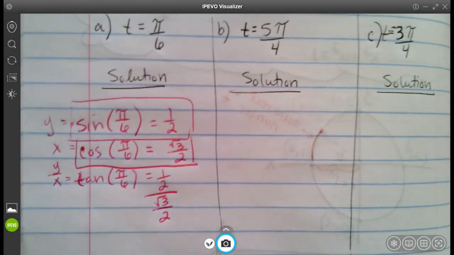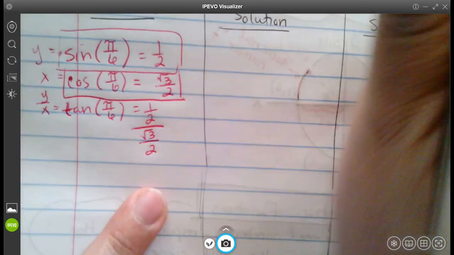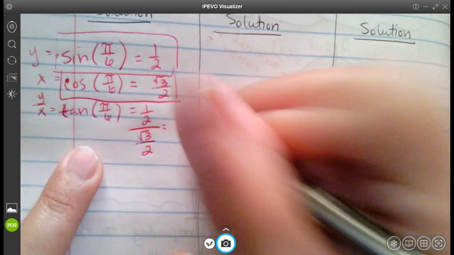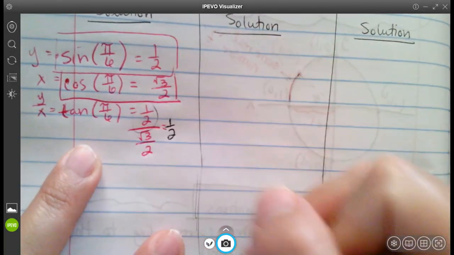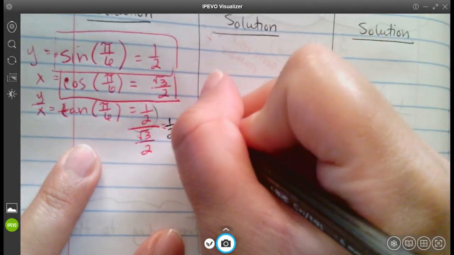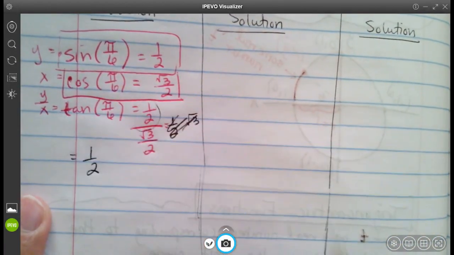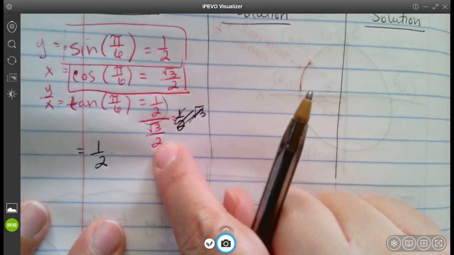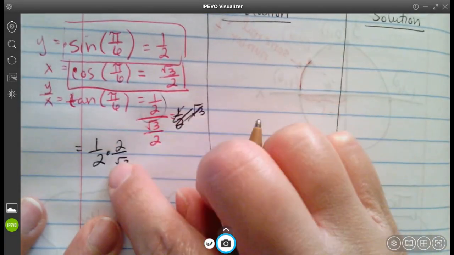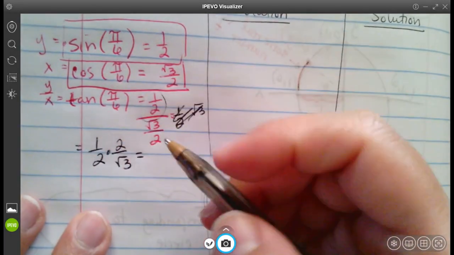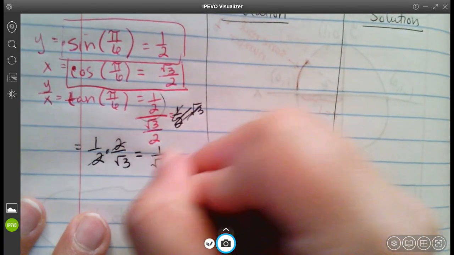Okay, so here we have to do a little bit of work because we can't just leave it like that. So we're going to do our keep flip change. So 1/2, keeping that one. We're going to flip this one, so 2 over square root of 3. And we're changing that division to multiplication. Well, we can see from here that the 2's are going to just give us a 1. So we're left with 1 over square root of 3.